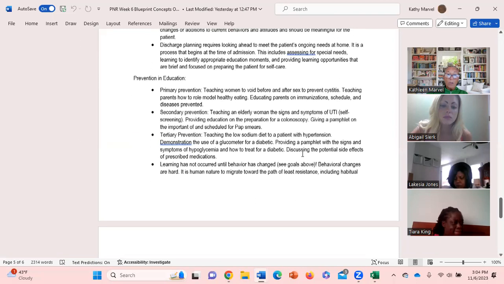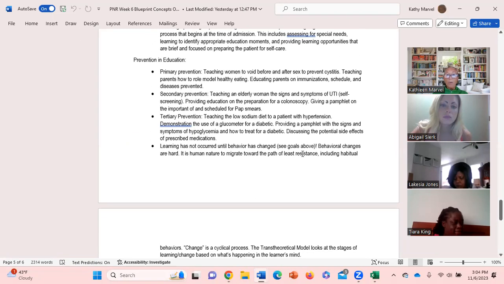Some intervention levels with education, primary prevention. Here's some overall, just general examples. Teaching women to void before and after sex, to prevent cystitis, teaching parents how to role model healthy eating, educating parents on immunization schedules and what diseases are prevented. Does that make sense of why it's primary?